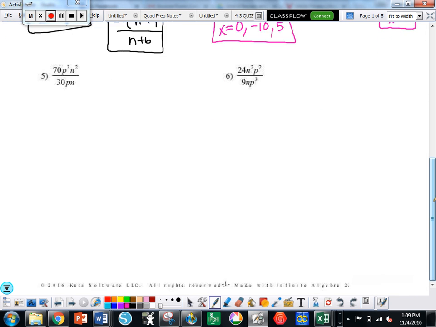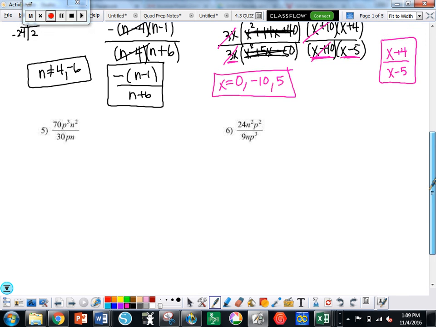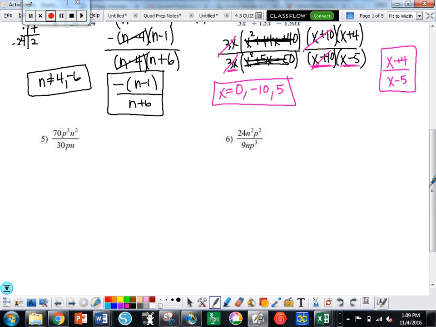All right, let's try number 5. The difference between the first 4 and number 5 is on number 5, each of these are connected by a multiplier. So each of these is its own separate group, the 70, the p cubed, and the n squared. The negative up here makes it so the n and the 4 have to stay together. But because there is no plus or minus, you can look at each of these pieces individually.